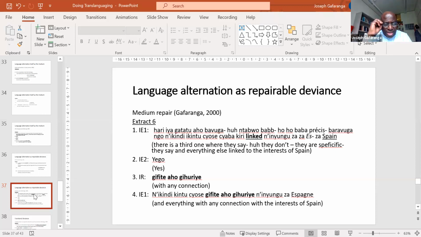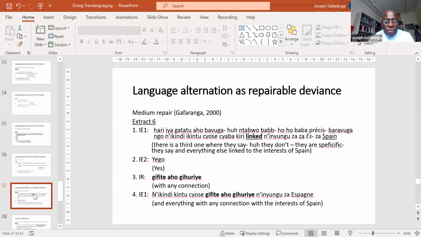A second example of this, again in the same set of data: participants are talking about the international jurisdiction of courts, and they are specifically speaking of Spanish courts. And there is a history behind this, because after the genocide, a Spanish judge tried to indict Rwandan officials and so on. So in one, the speaker says there is a third one where they say they are specific, and everything else linked to the interest of Spain. Everything else, apart from Spain, is Kinyarwanda, except linked.